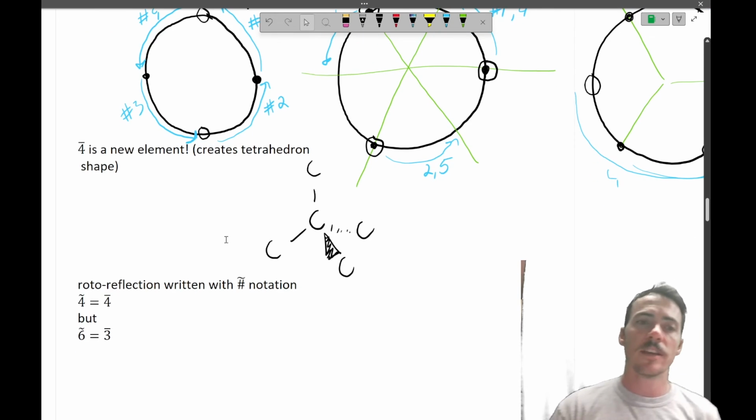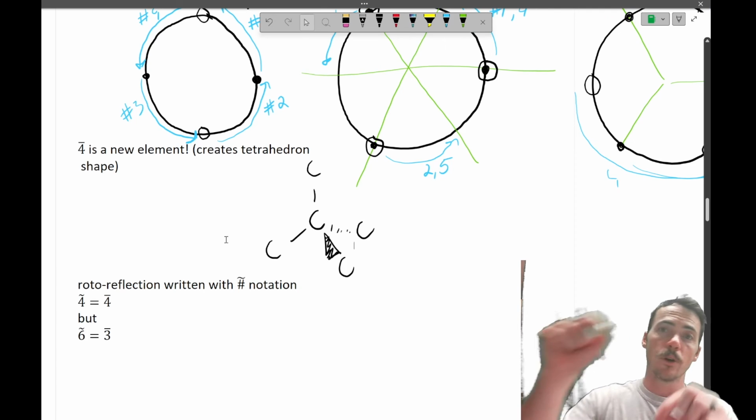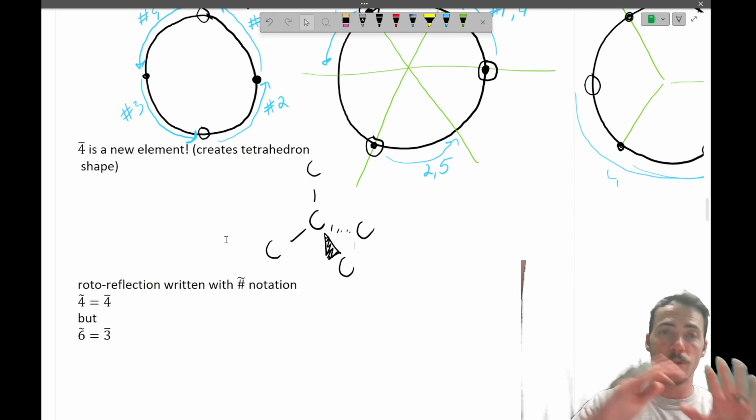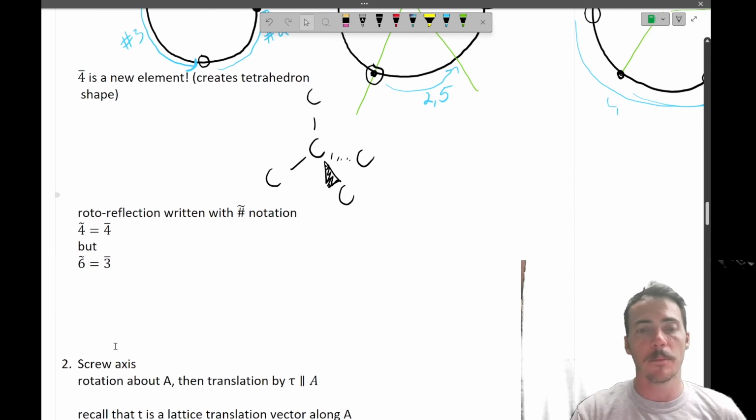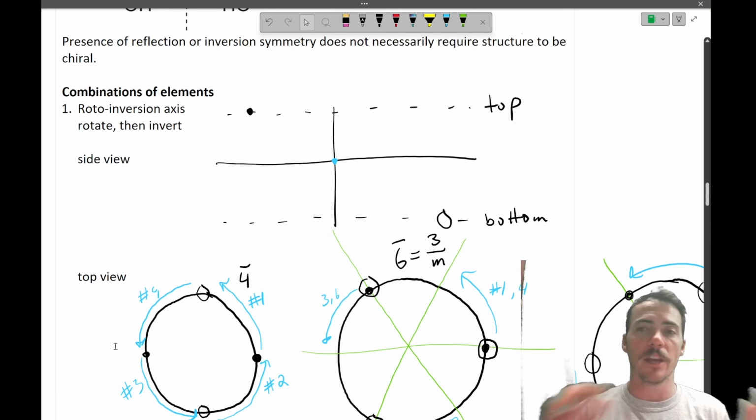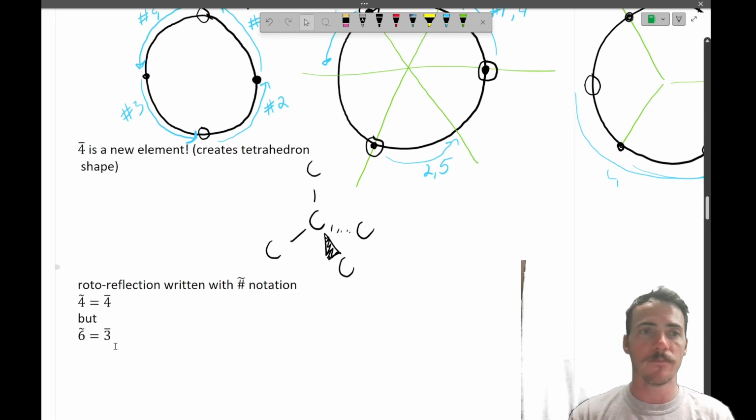There's also such a thing as a roto-reflection, where now you're going to rotate, and instead of going through an inversion point, you just reflect through some plane, for example. Those are written with the tilde sign above it, so a 4-fold rotation. In this case, a 4-fold roto-reflection is equal to a roto-inversion. It gives you the same symmetry. But a 6-fold roto-reflection gives you a 3-fold roto-inversion. So they're slightly different. So you can get into some examples of that. But that is a combination of elements, which would be roto-inversion.